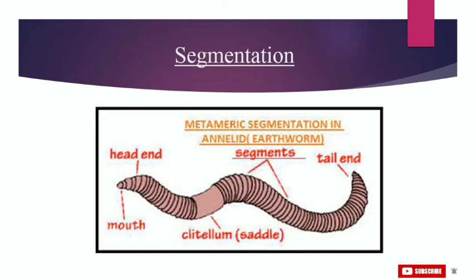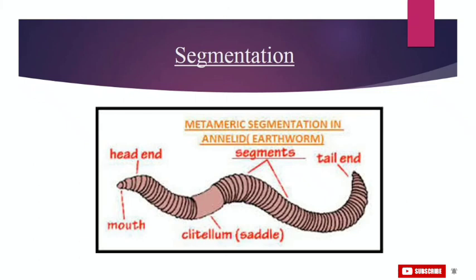So true metamerism can be found in Annelida, Arthropoda and Chordata phylum. In annelids, segmentation is external as well as internal. In arthropods, segmentation is only external, and in chordates segmentation is internal. Also, pseudometamerism can be found in tapeworm. The segments of tapeworm are budded off from the neck. They are not embryonic in origin. So this type of metamerism, that is pseudometamerism, can be seen in tapeworm.